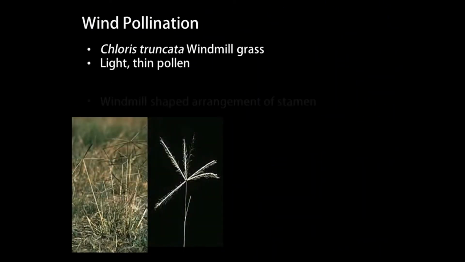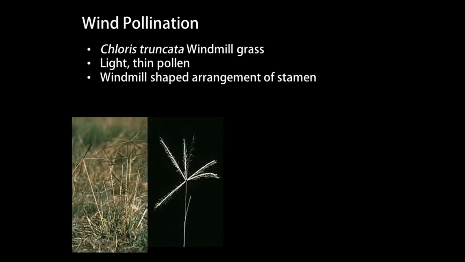Wind-pollinated plants such as Chloris truncata, or windmill grass, have light, thin pollen. The windmill-shaped arrangement of stamen, which give this grass its common name, increases the area and direction of pollination.